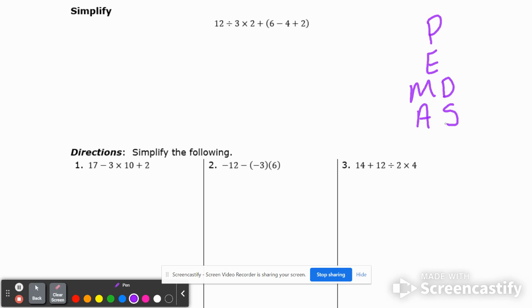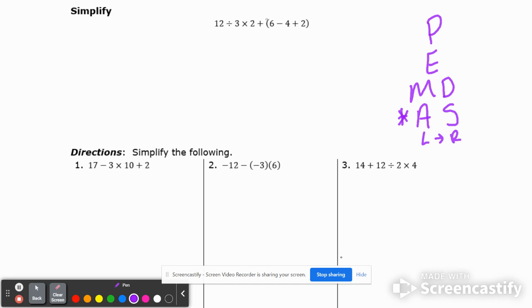All right, so this first problem, obviously we see those parentheses. So this tells me right away I've got to take care of that. Looking inside the parentheses, I see that I'm just subtracting and adding. So according to this, I'm going to do this left to right.